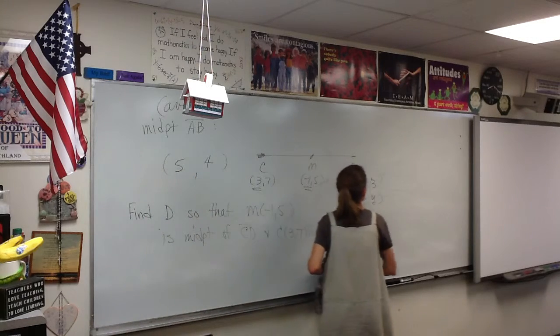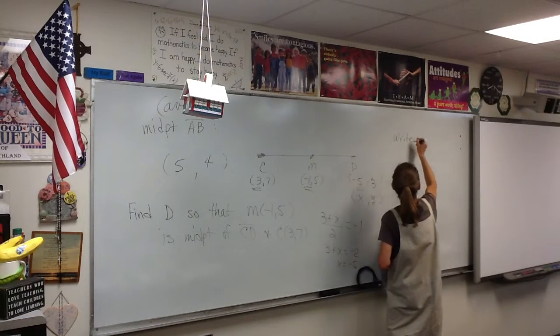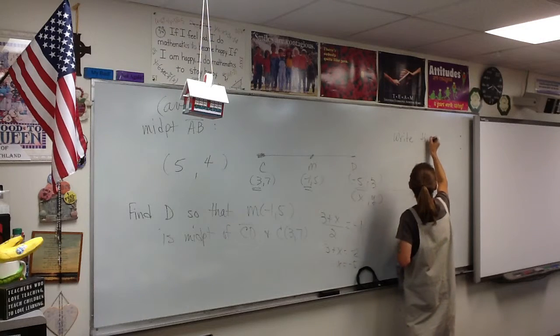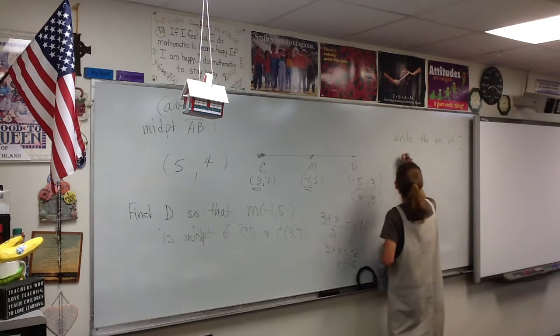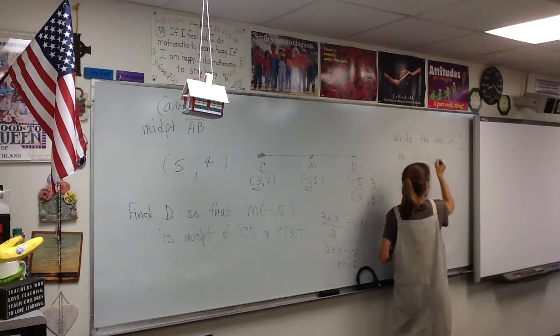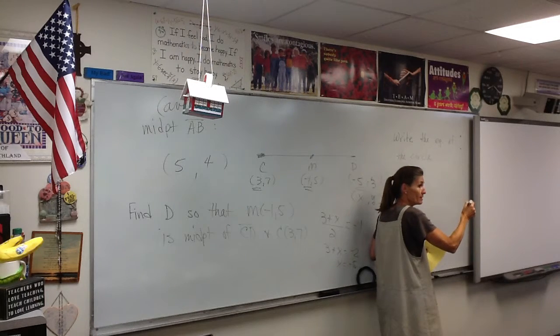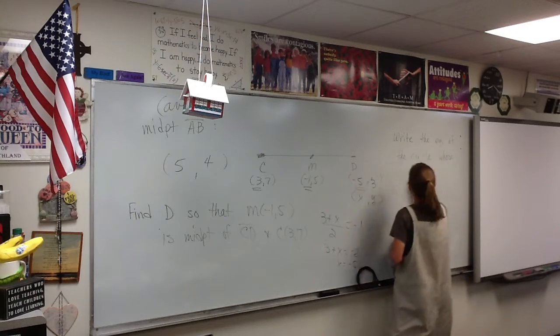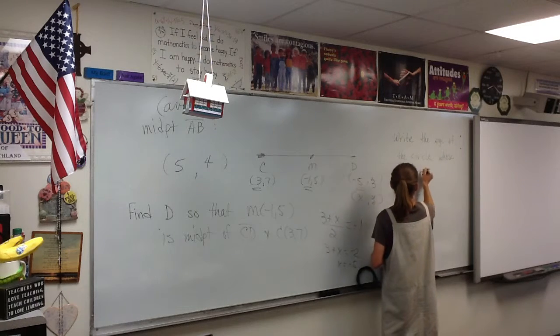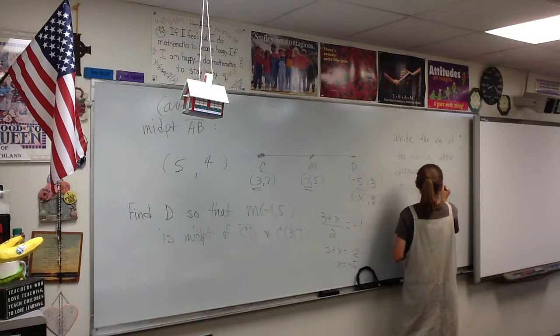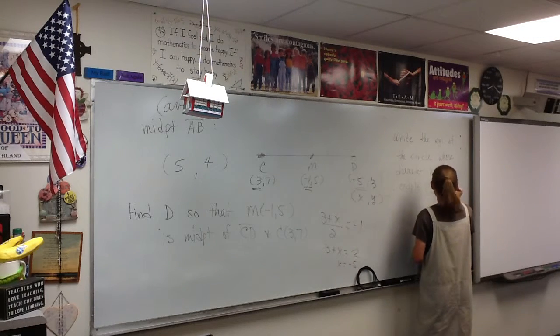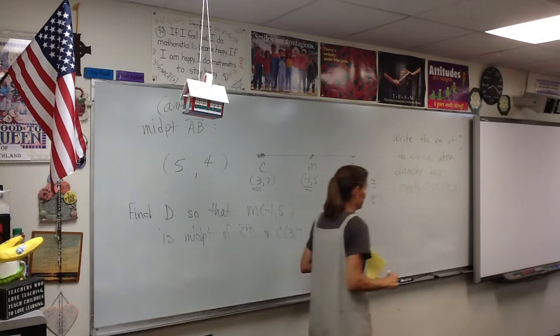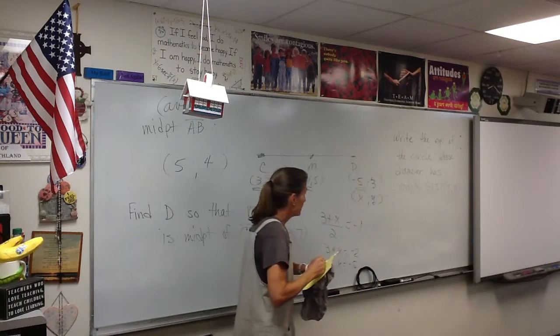All right. Let's expand your brain a little bit here. Write the equation of the circle. Oh, Lord, remember those from last year. Write the equation of the circle whose diameter has endpoints at -1, 5, and 7.